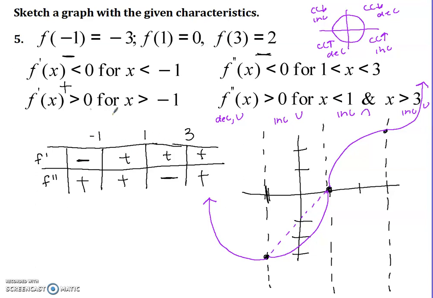And then I can see I only have one extrema. This is the only place f prime changes. So all I have is a minimum right here. I don't have any other extrema because it doesn't change anywhere else. But here the concavity changes 2 places. So at 1, I have a point of inflection, and also at 3.